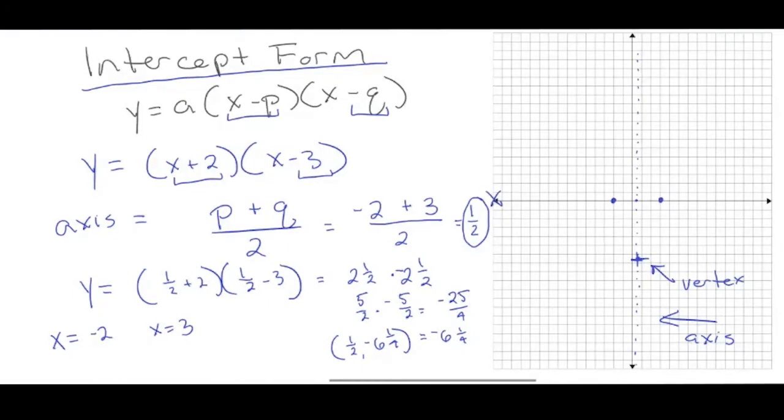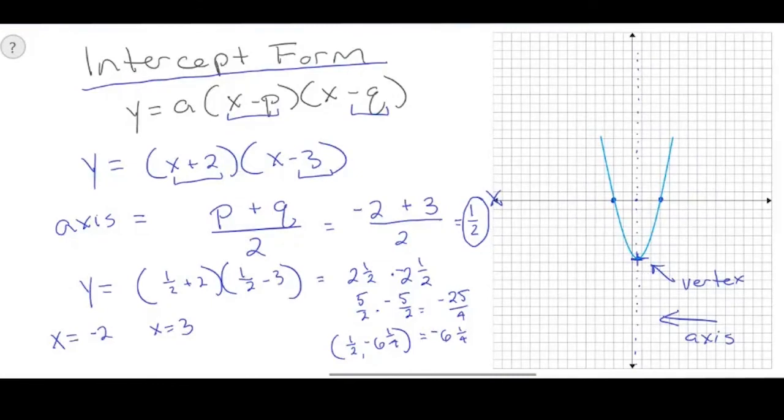And then I can just connect that with a curve. Then I'll put arrows to show that it goes on forever. And that is how you graph y equals (x plus 2) times (x minus 3).